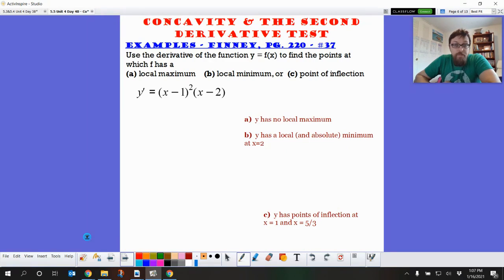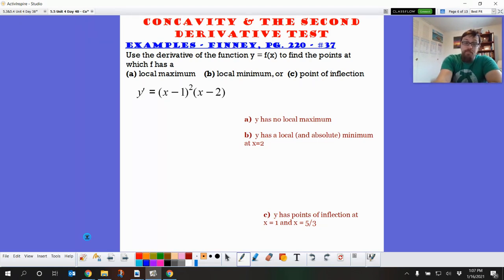Use the derivative of the function y equals f of x to find the points at which f has a local maximum. So that's going to involve the first derivative. Local minimum is also going to be first derivative. Our point of inflection is going to be our second derivative. And I left the answers there so I know where I'm supposed to go, but how did I get there?